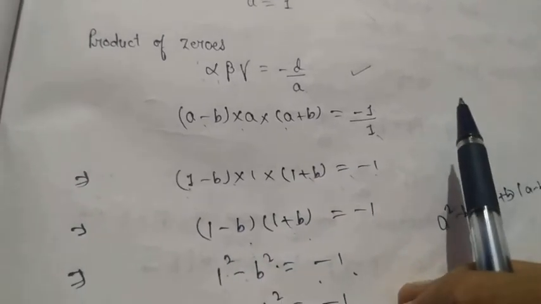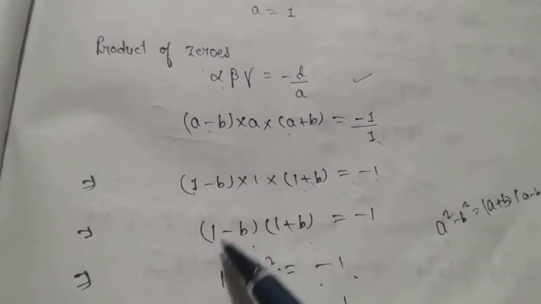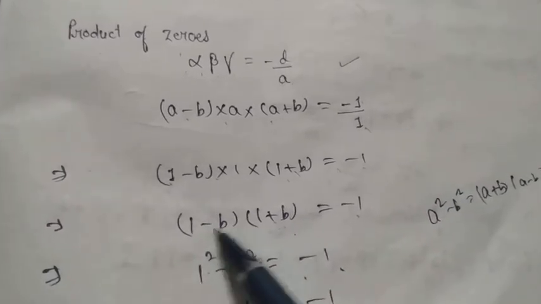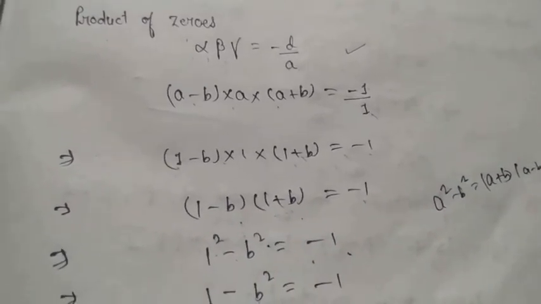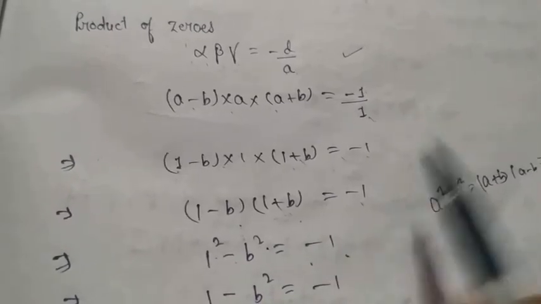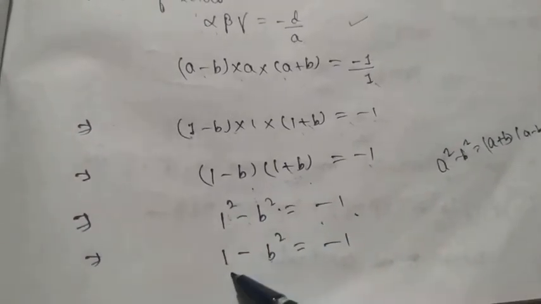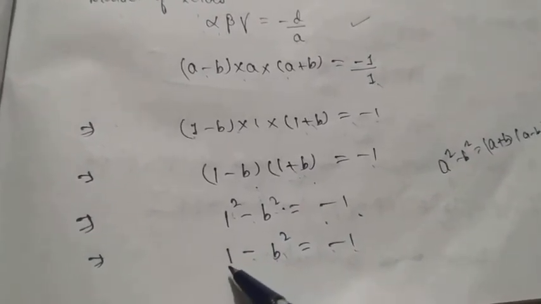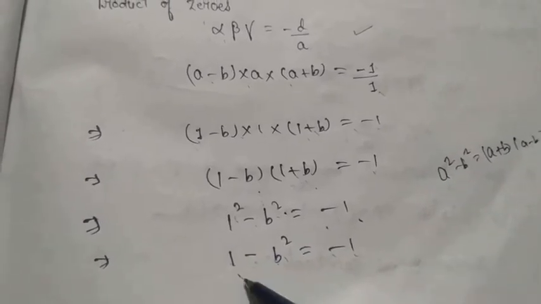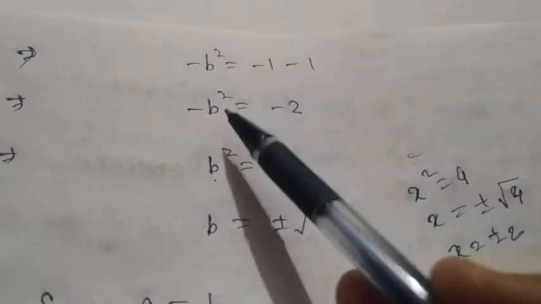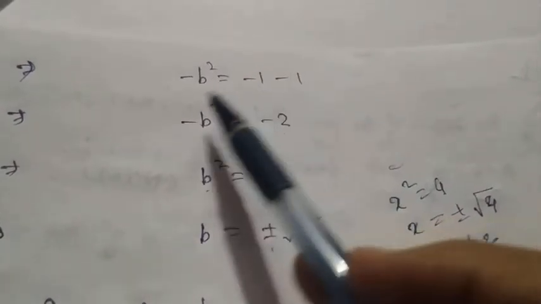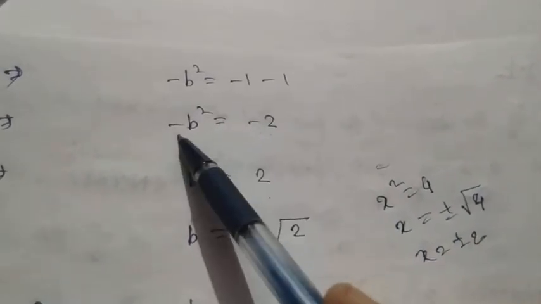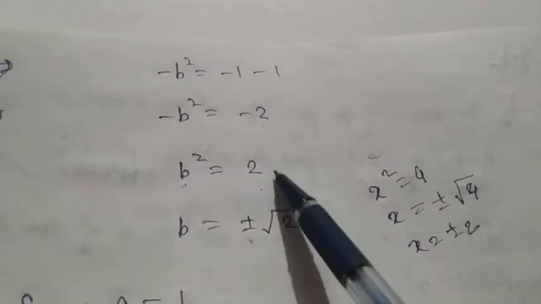1. Now children, see, when you will multiply it, you will get 1 minus b and 1 plus b equal to minus 1. Now it is same as the formula of a square minus b square. So 1 square minus b square is equal to minus 1. So 1 square will be 1 and minus b square is equal to minus 1. Now in the next line I have transferred this 1 to this side, so its sign will be changed. So minus b square is equal to minus 1, and minus 1 will become minus 2. This minus minus will be cancelled. So b square is equal to 2.